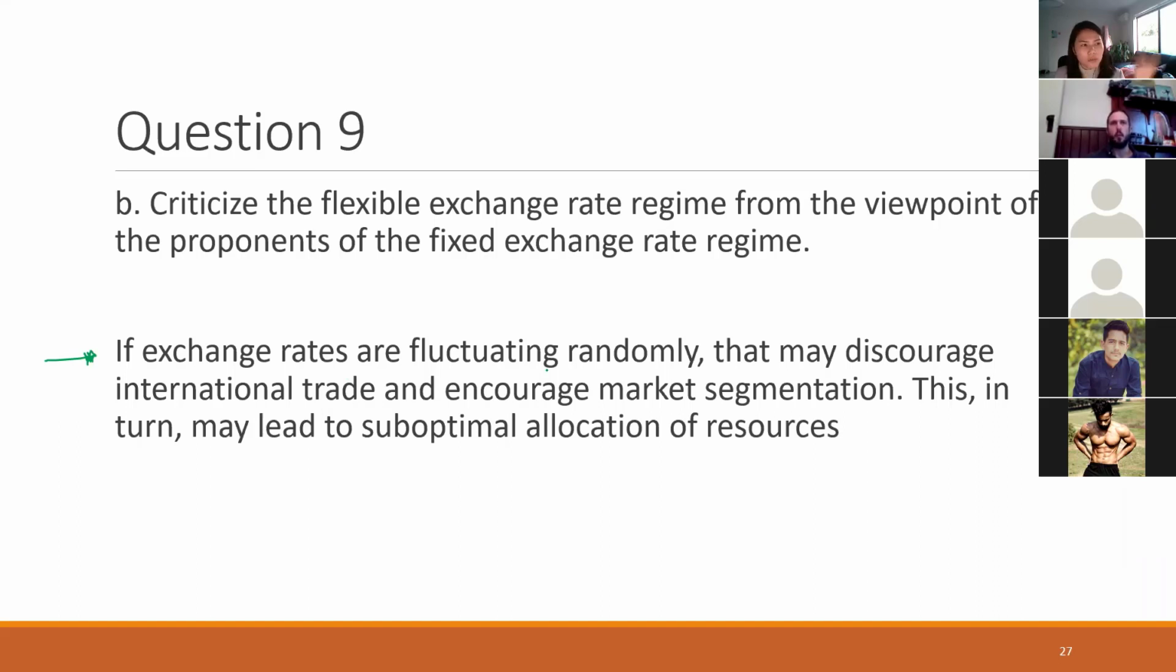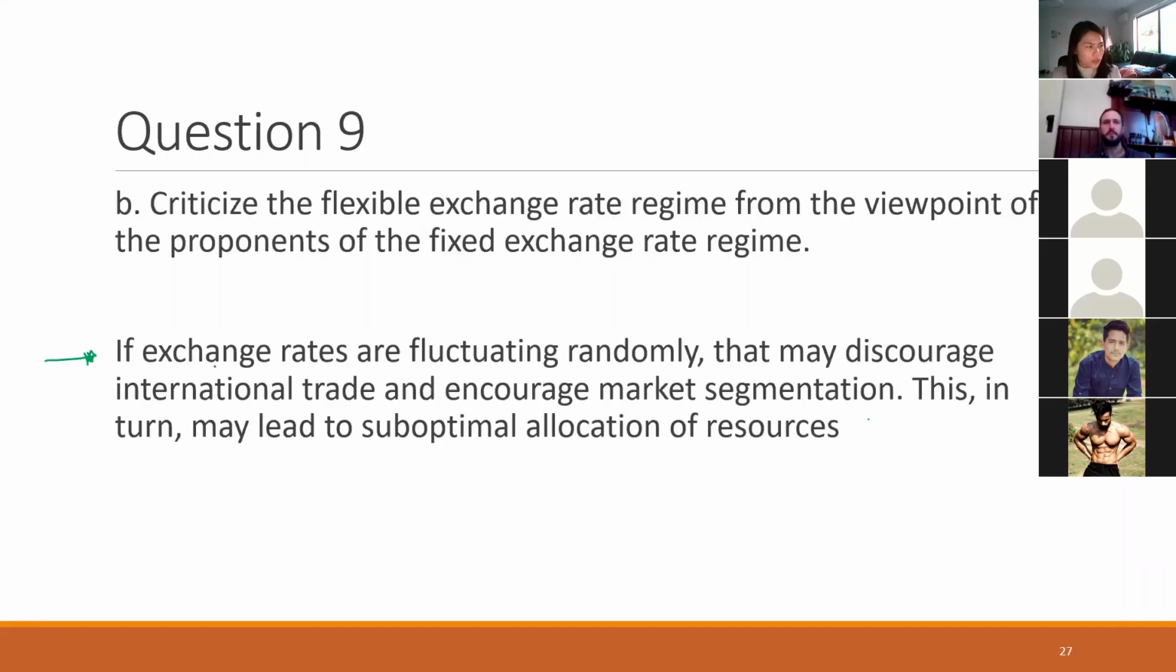So if I trade with, say, the US, if I sell something to the US and I get paid in USD in 2 months' time, and in 2 months' time the USD depreciates a lot, then I will get less money than before, okay? That's not a good thing for me. So if people are worried about this uncertainty, they might not want to trade overseas, okay? And that leads to a suboptimal allocation of resources, okay? So volatility sometimes is not a good thing.